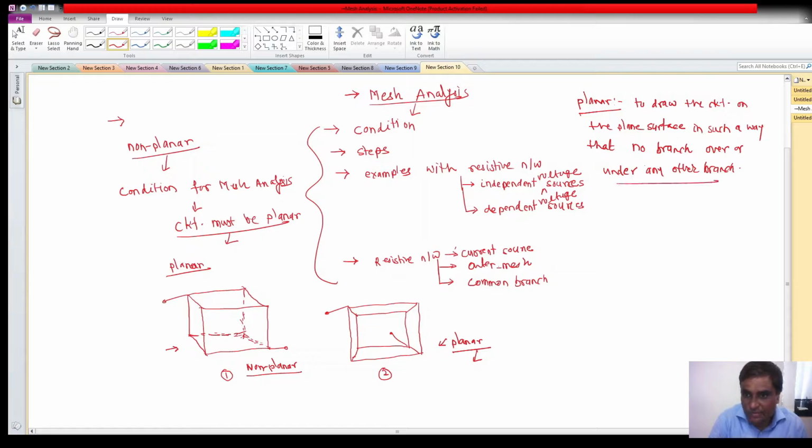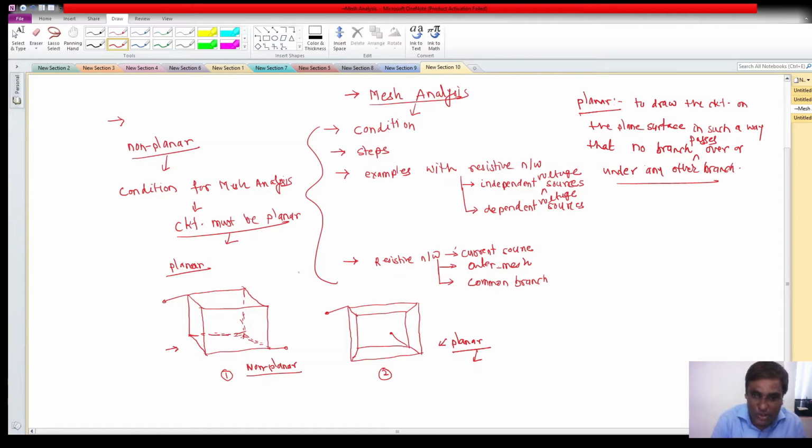So this is the proper definition of planar. A network is said to be planar if it is possible for me to draw the diagram of the circuit on a plane surface in such a way that there are no branch over or underpass. No branch passes over or under any other branch. It means the circuit can be drawn on a plane without crossing branches.